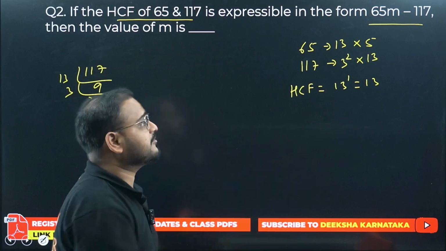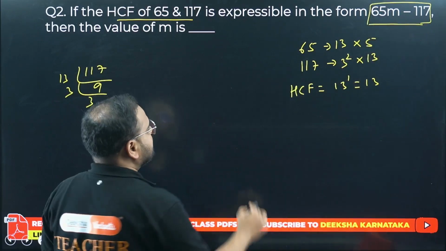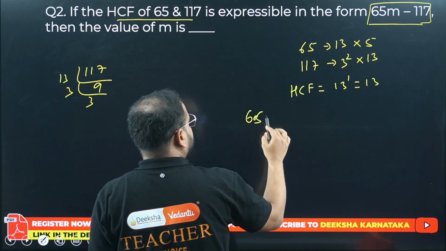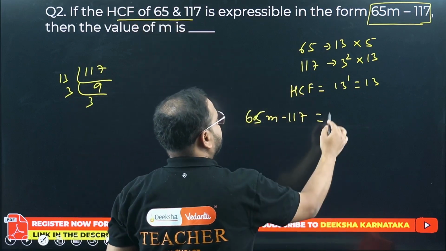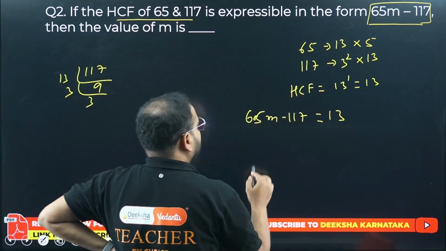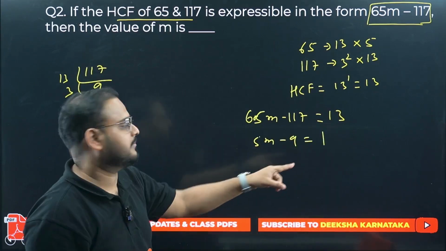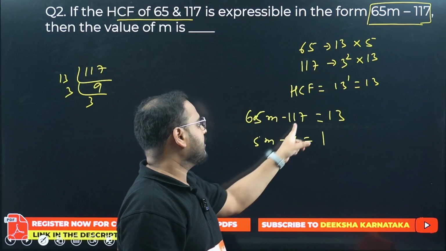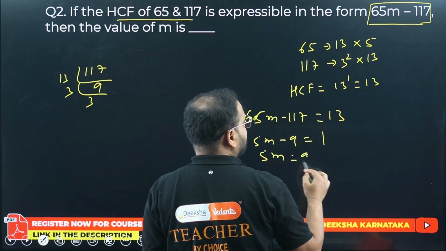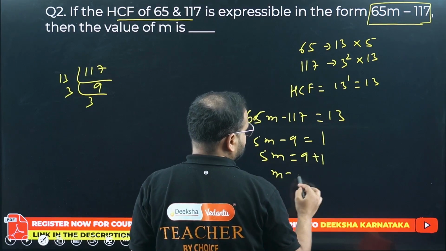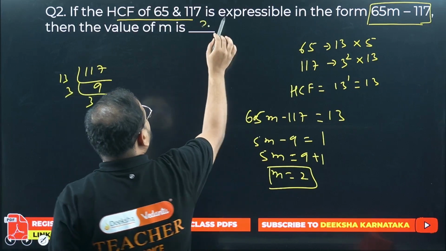Now they are saying that 13 is written in the form of 65m minus 117. So write it here, 65m minus 117. They are saying the HCF of the numbers is given in this form. Okay. Divide everything by 13. I get 5m minus 9 equals 1. 65 by 13 is 5, 117 by 13 is 9, and 13 by 13 is simply 1. Bring this 9 to the other side. I get 5m equals 9 plus 1. So I get m equals simply 2. 9 plus 1 is 10, by 5 is 2. m is 2. Answer is 2, sir.